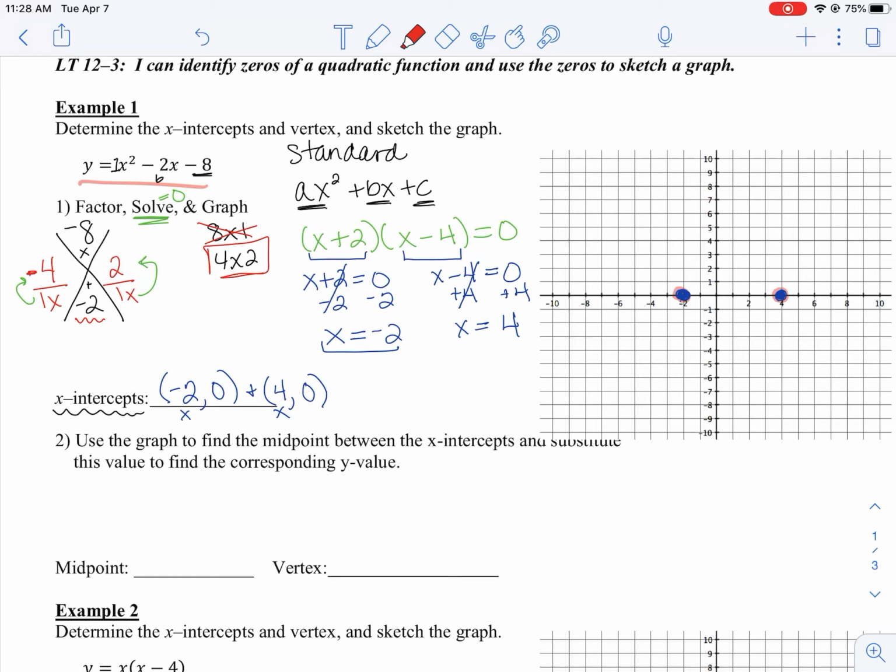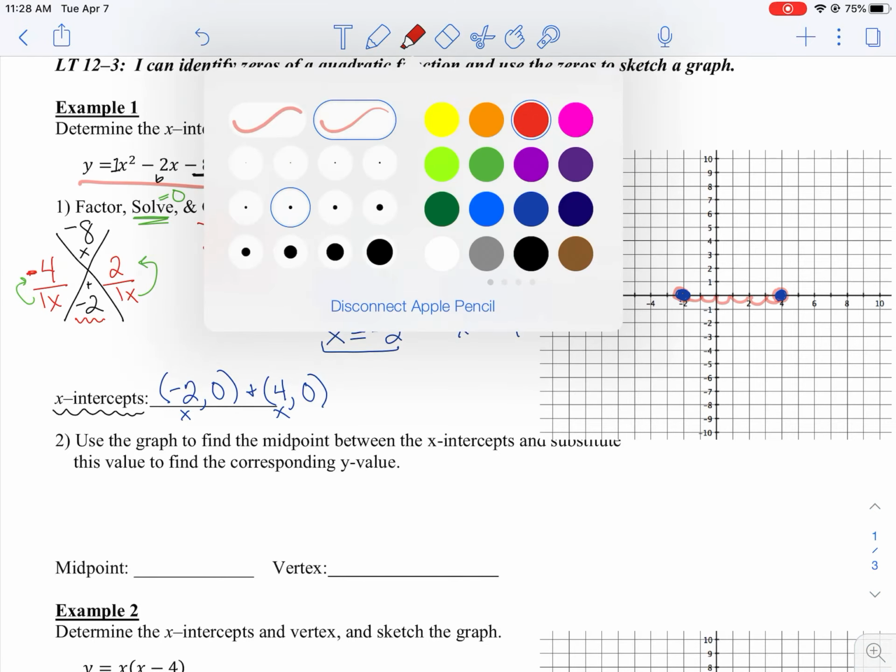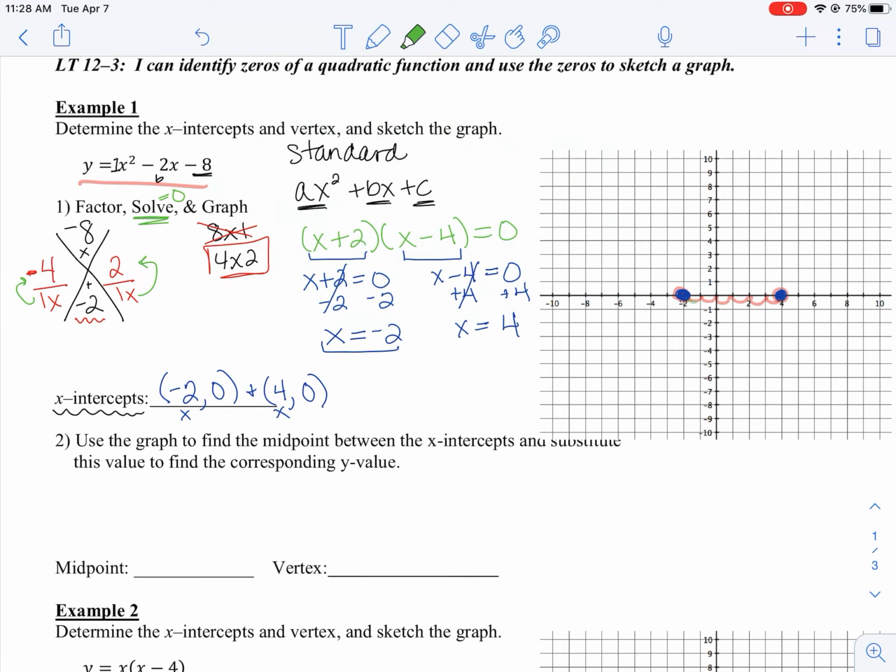So there's 1, 2, 3, 4, 5, 6. So that means what would halfway be? 3. So I'm going to go 1, 2, 3. And I'm just going to draw a line. If you guys remember, that's called the axis of symmetry. Get rid of this other stuff. So we went halfway in between our two x-intercepts. And that's what the x value should be for our vertex.